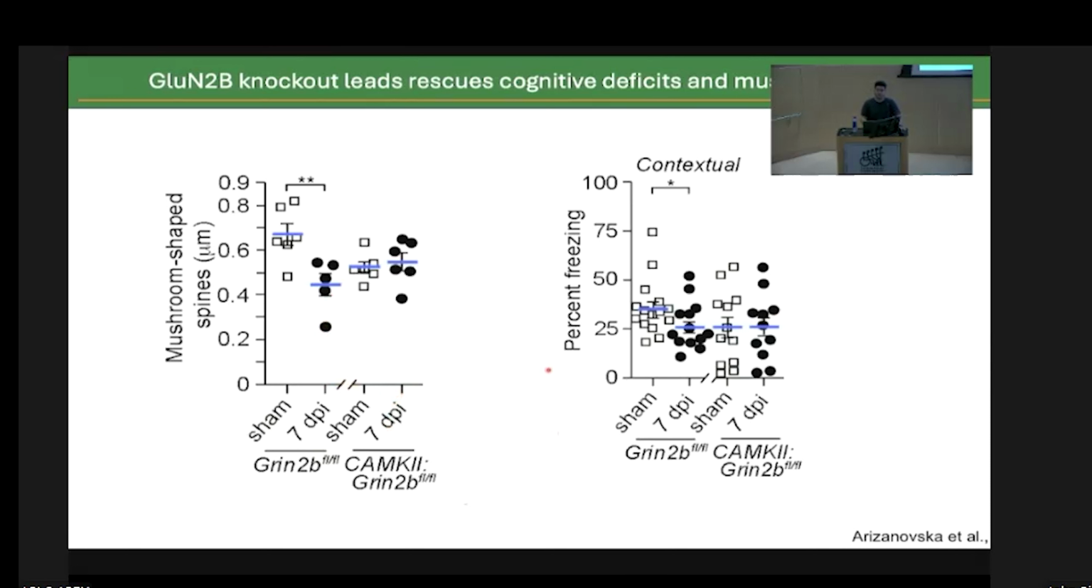We also want to look at contextual fear conditioning, and we saw similar findings, where in our 7 day post-injury control animals, there is a significant decrease in freezing, suggesting that these animals no longer can remember this stimuli. However, at 7 days post-injury, in our neuronal knockout of gluN2B, we're actually able to prevent this deficit. Once again, adding further information that these perisynaptic NMDA receptors are playing a huge role in this synaptic damage.